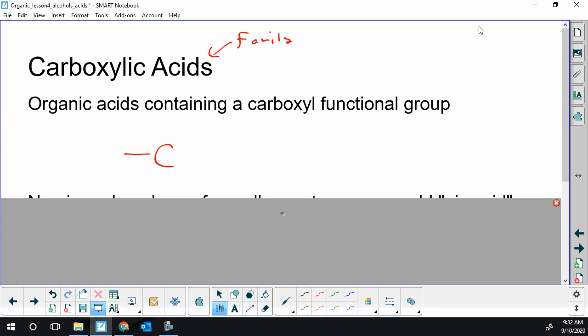The carboxyl functional group has a carbon that's double bonded to an O, and then single bonded to an OH. And this arrangement creates a circumstance where that H pops off fairly easily. Not 100%, they're all weak acids, but a relatively large amount of that H can come off.